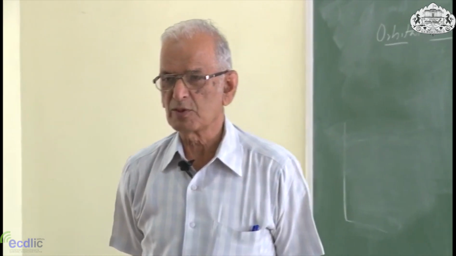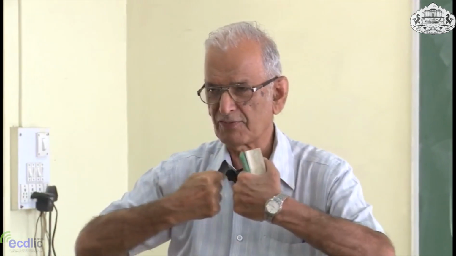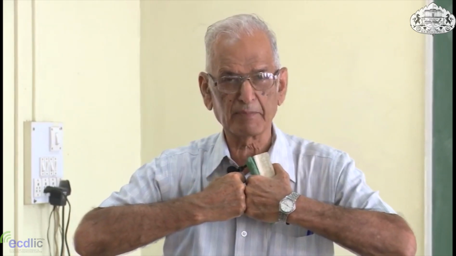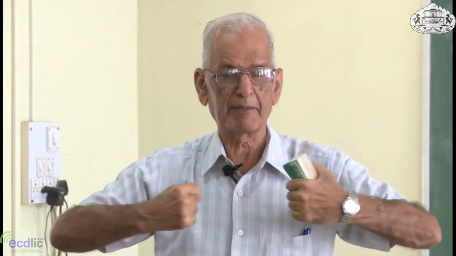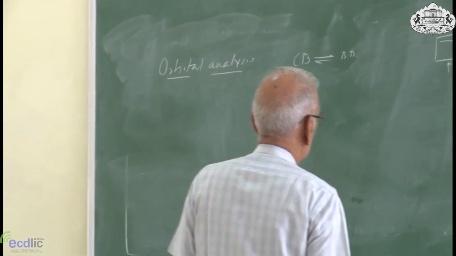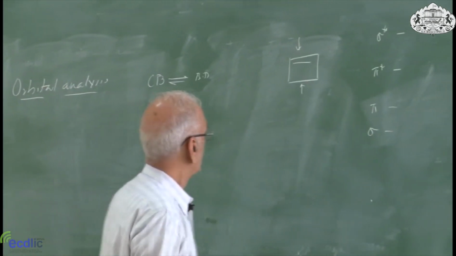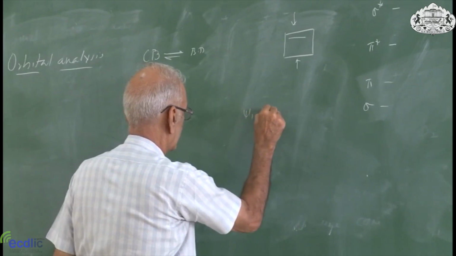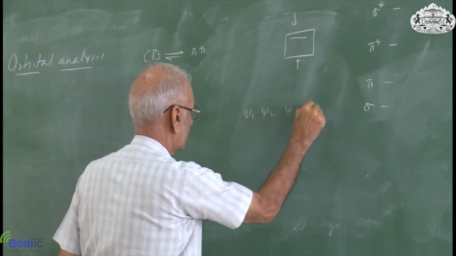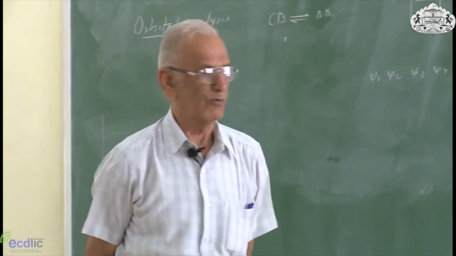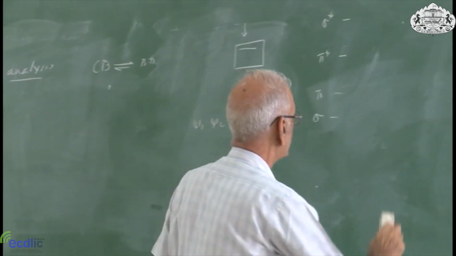Why is sigma the most stable? Because it is formed by head-on overlap, the strongest orbital. Why is sigma star the most unstable? We are breaking a strong bond. Therefore, sigma star is going to be like this. Okay. What are the 4 orbitals of butadiene? Psi 1, psi 2, psi 3, and psi 4. These are going to be the 4 orbitals of butadiene.